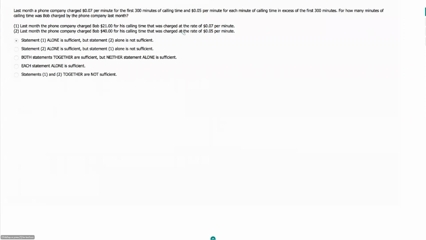Okay, so how can we translate our prompt? We know that total charges are equal to 0.07 times 300 for the first 300 minutes of calling. And so obviously, if we use less than 300 minutes of calling, this number here will change.